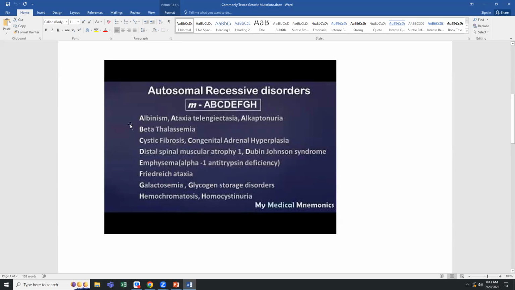So again, of this list, albinism and ataxia, beta thalassemia, cystic fibrosis, distal spinal muscular atrophy, emphysema, Friedreich's ataxia, galactosemia, hemochromatosis. These would be your A through H of your autosomal recessive disorders to know.